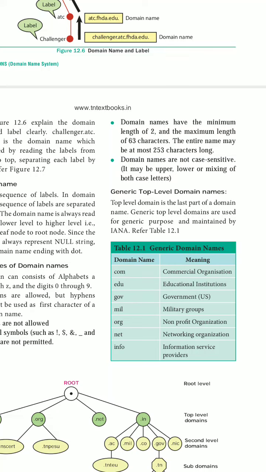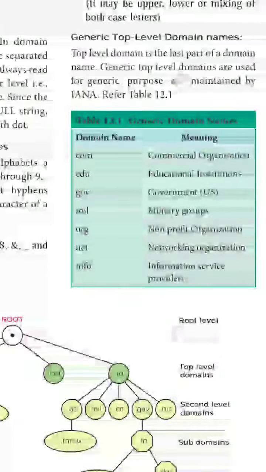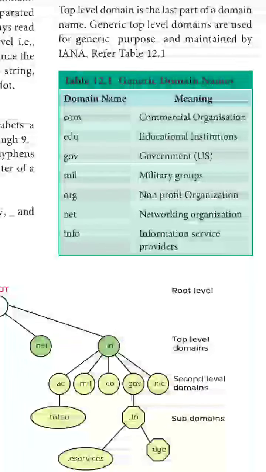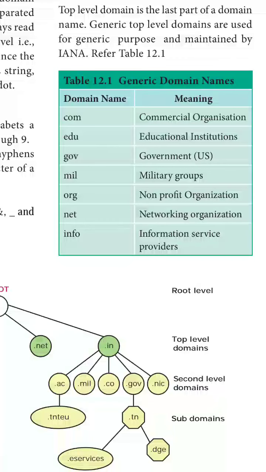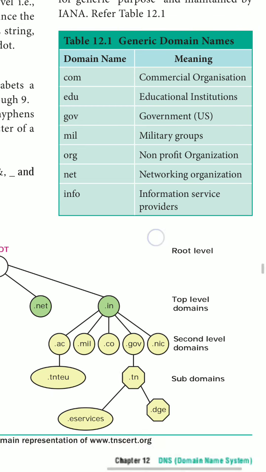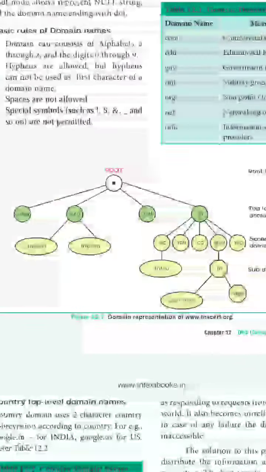Now, generic top level domains based on the organization. com means commercial purpose, edu means educational purpose, gov means government organizations, mil means military organization, org means non-profit organization, net means networking organization, info means information service provider. These are the different types of domain representation.